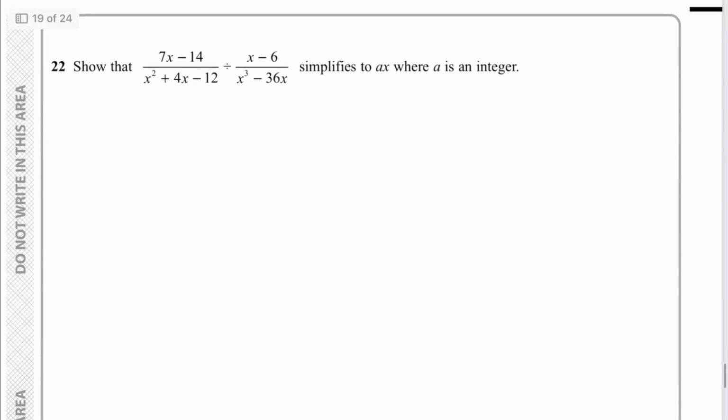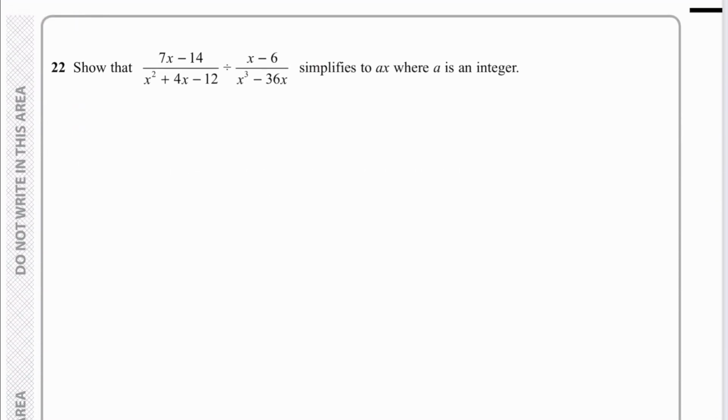Okay, so question number 22. This is one of those where it just takes a little bit of working through. It's actually not too bad. We can say this is 7x minus 14 at the top there, and at the bottom what I'm going to do is factorise x squared plus 4x minus 12, which I'm going to factorise as x plus 6 multiplied by x minus 2, and that would be fine for the first fraction.